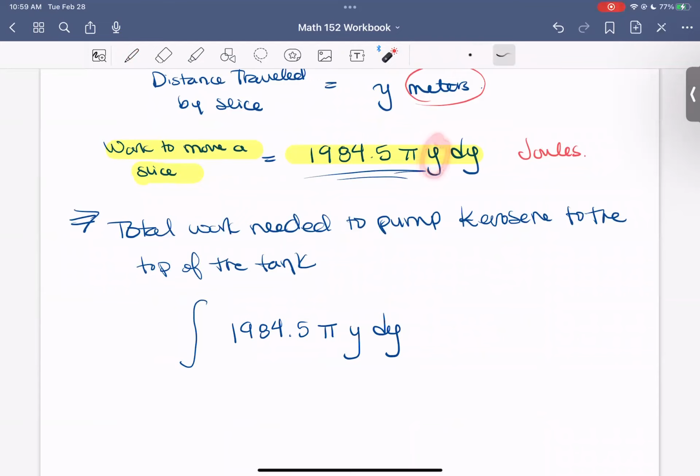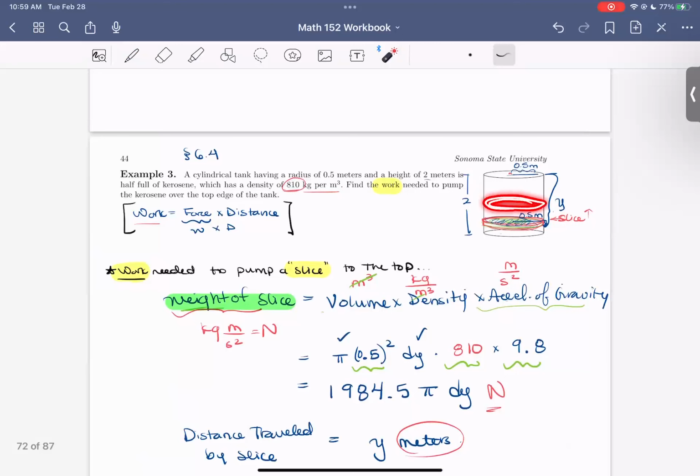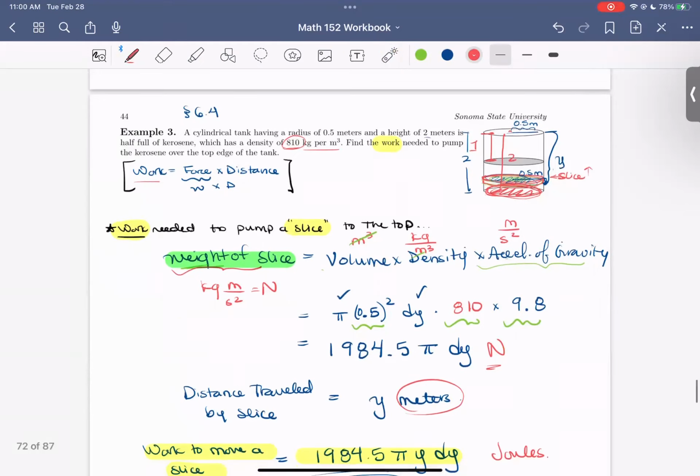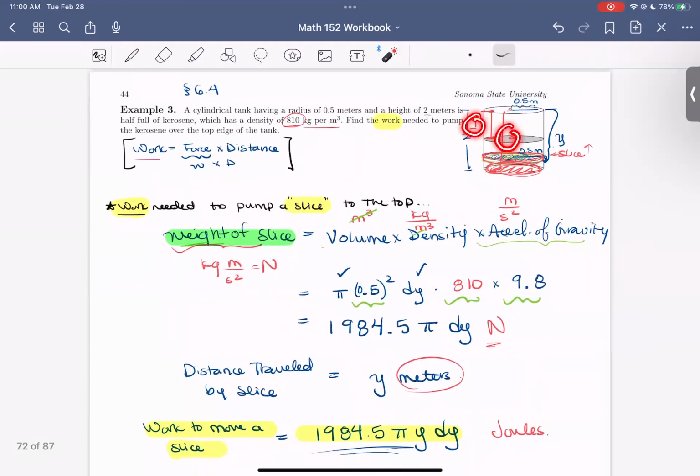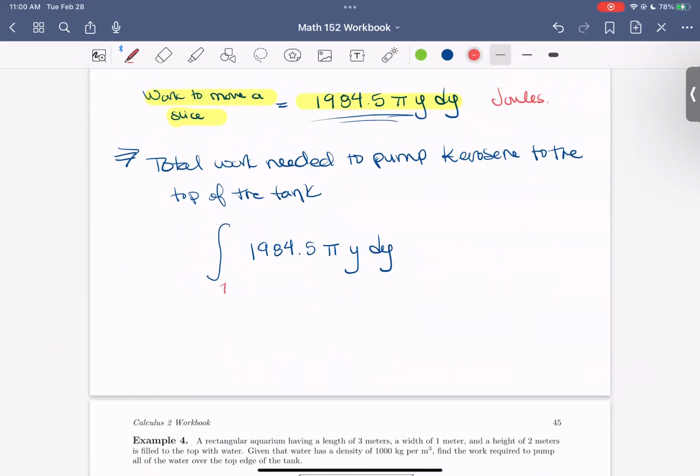So what is y? What is the range of y here? Well, we can consider the closest kerosene to the top. That closest slice occurs halfway down the tank, so halfway down the tank is going to be at 1. And then what about the farthest a slice has to move? Well, the farthest a slice has to move would be a slice at the bottom, and it has to move a total of 2 meters. So then the bounds of our integration are going to go from 1 to 2.